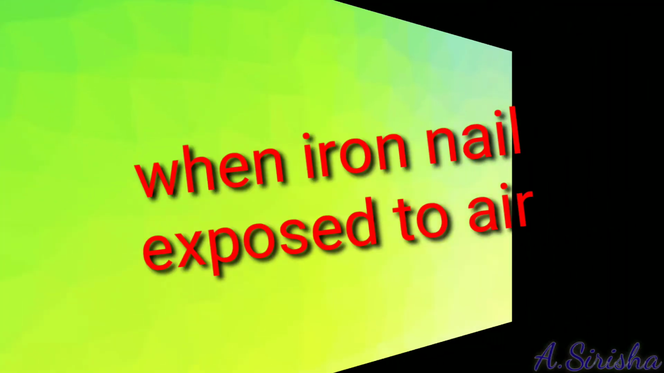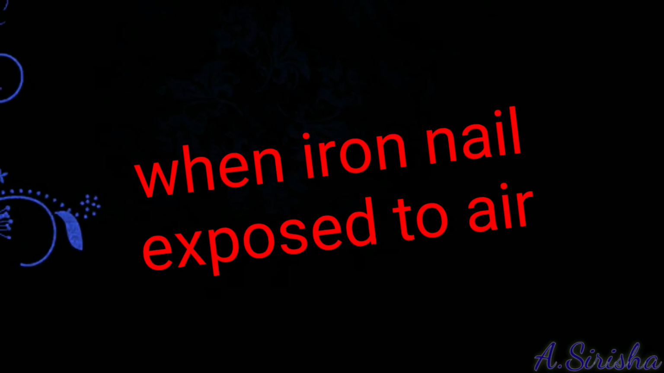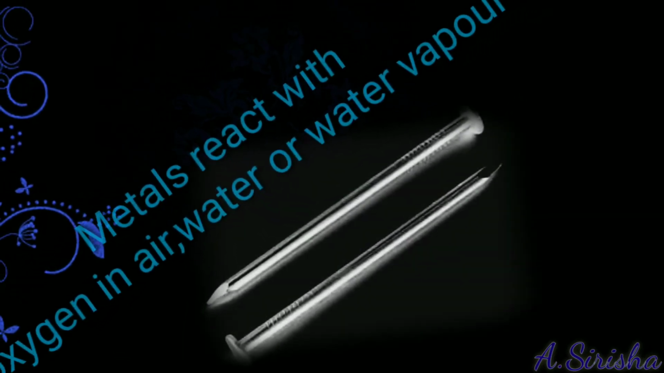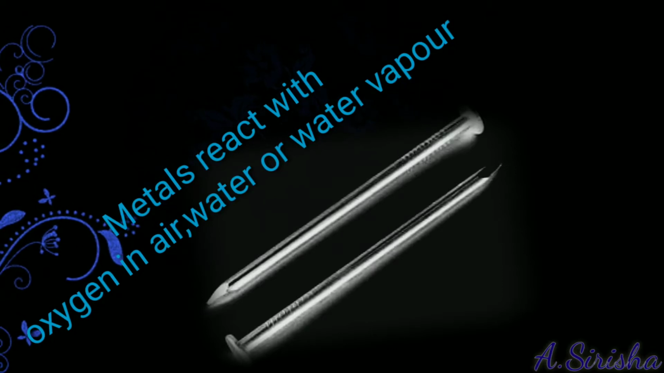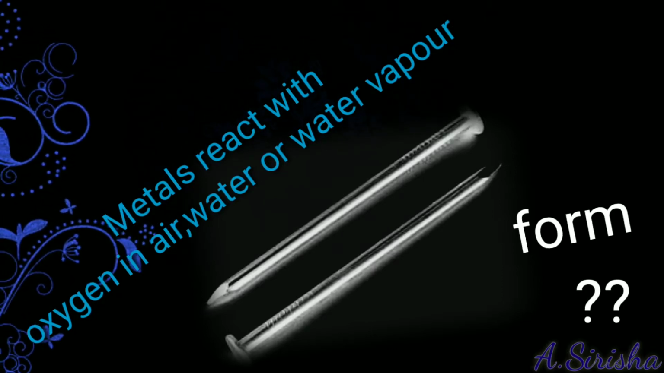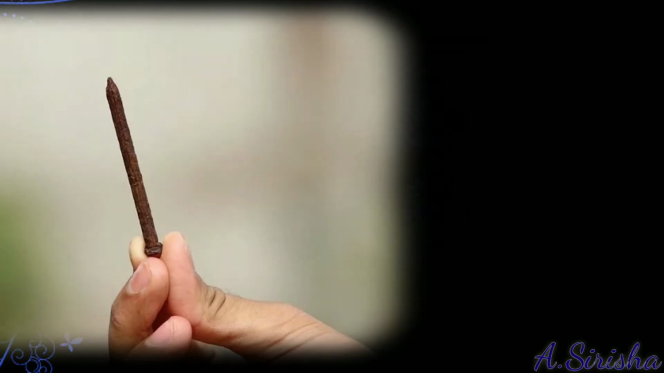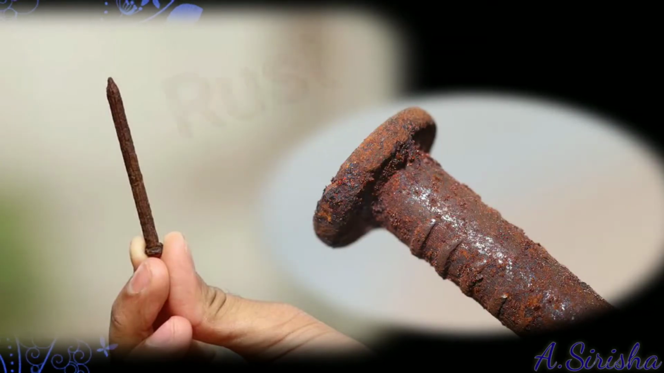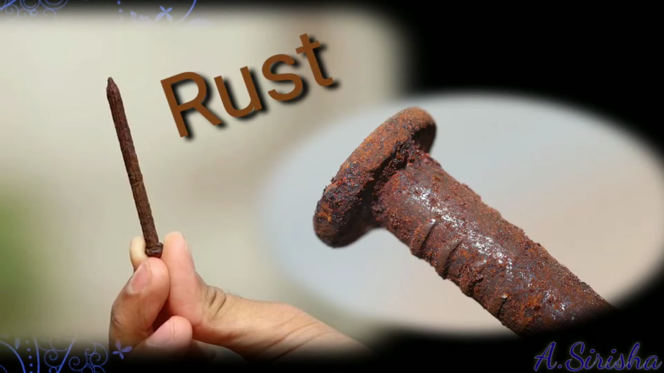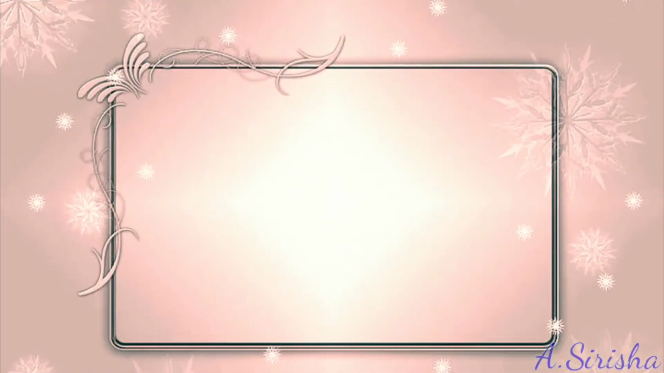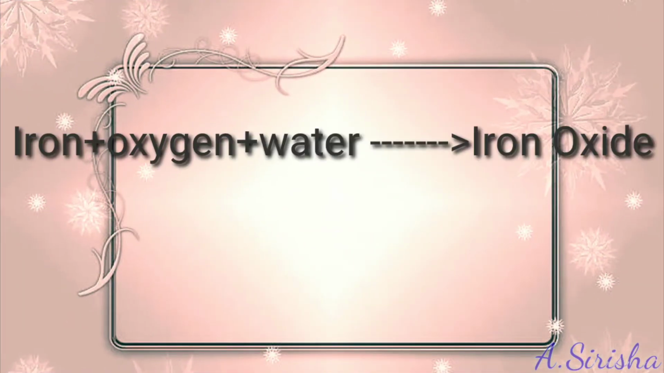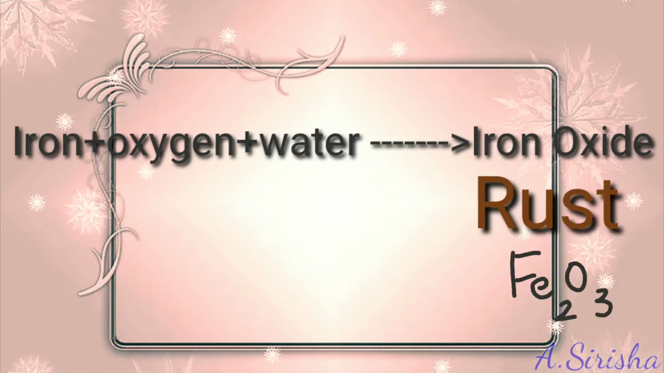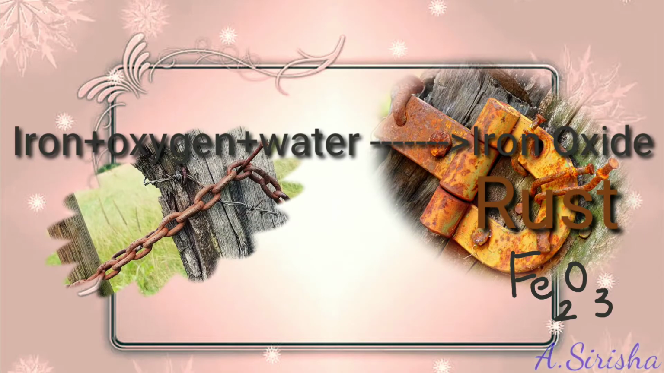Air contains oxygen. Oxygen reacts with metal and forms metal oxides. When an iron nail is exposed to air, after some days, we observe a powdery form on it. It is nothing but rust. Let's see the chemical reaction of iron with oxygen. Iron reacts with oxygen and water to form iron oxide. Iron oxide is nothing but rust.